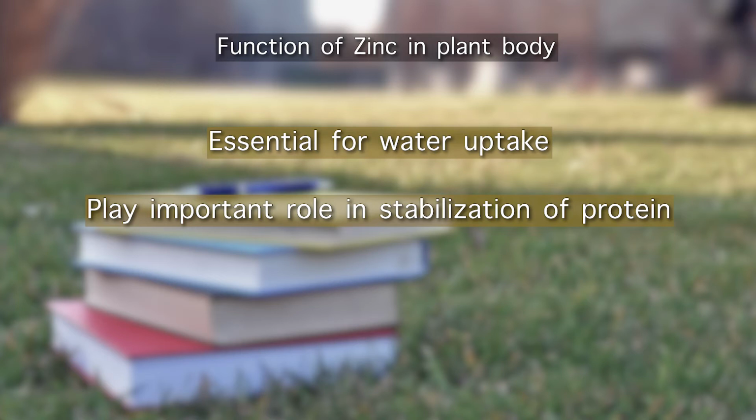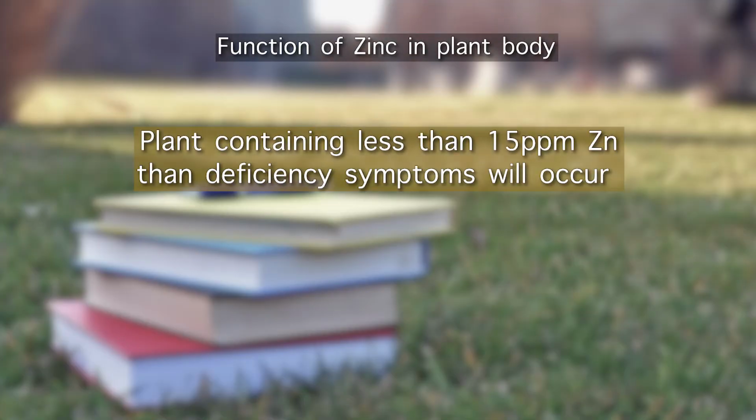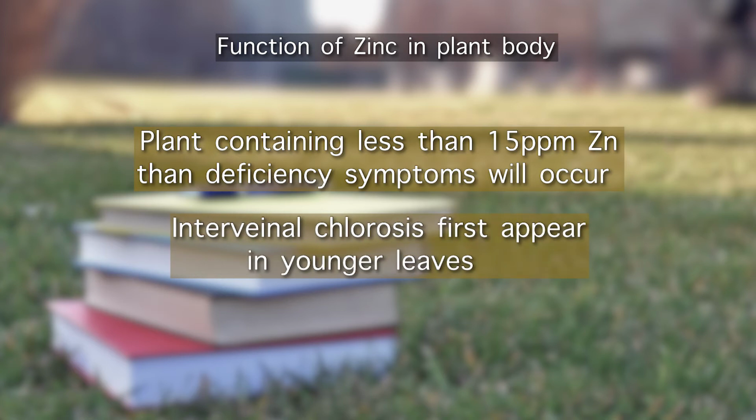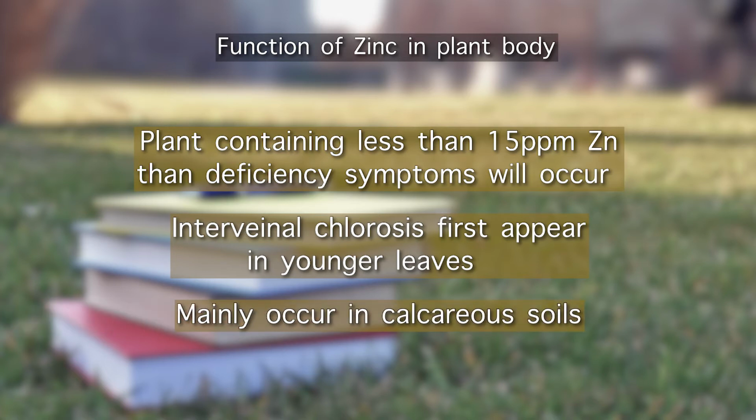and plays a useful role in stabilization of protein. Zinc is also important in that it will remove or reduce toxicity of some other heavy metals like cadmium. And if the zinc content of the plant is less than 15 ppm, there will be deficiency symptoms. These deficiency symptoms will be primarily in the form of chlorosis observed in younger leaves, and the leaves become brittle, and they are mostly seen in calcareous soil.